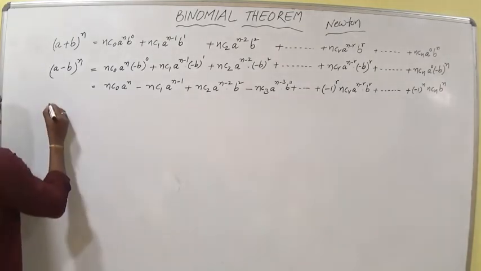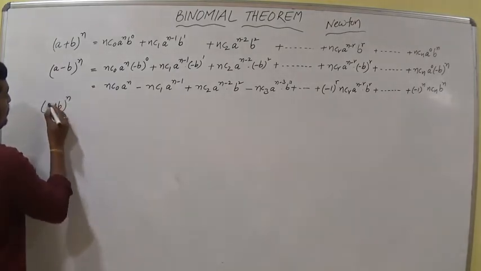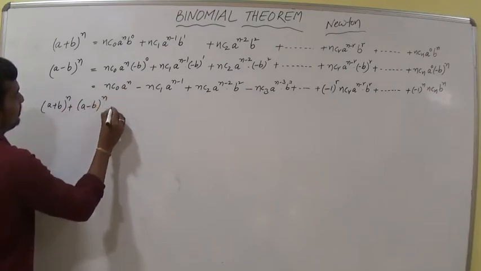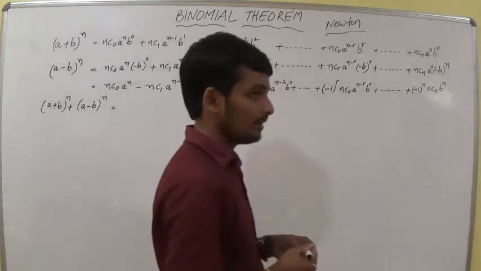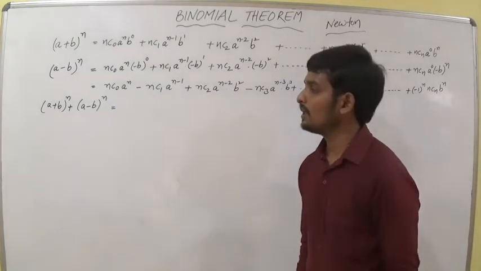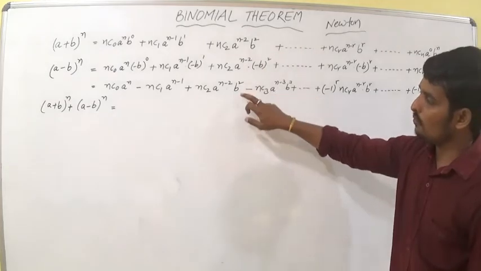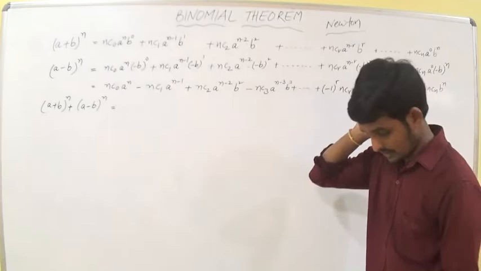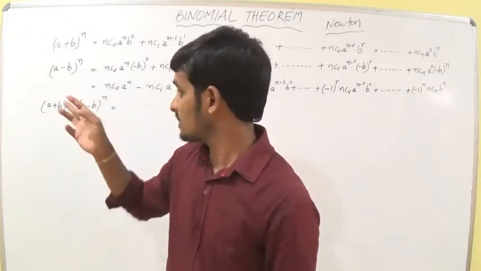Now we are doing (a plus b) whole power n plus (a minus b) whole power n. We have (a plus b) whole power n here, and we have (a minus b) whole power n. What can we get if we add these two expressions? We add the first and the second expressions.